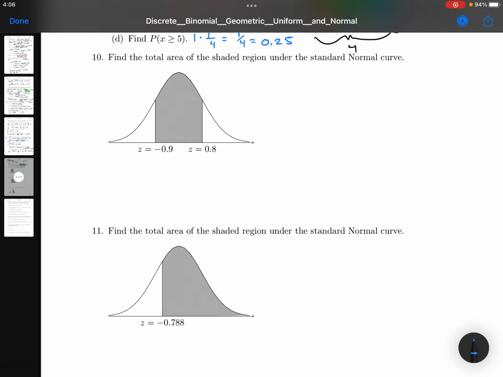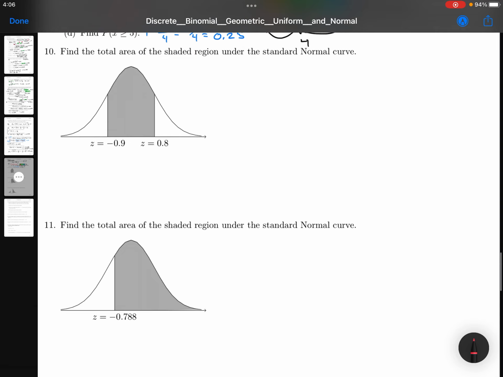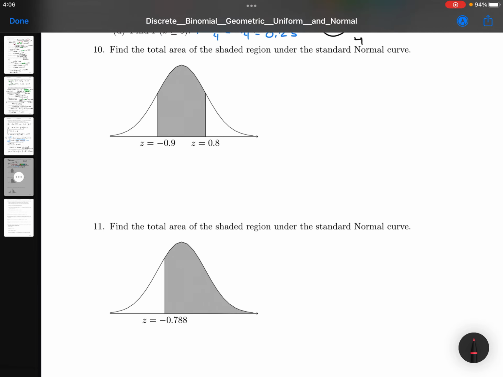Okay, final video. Question 10. Find the total area of the shaded region. So just remember we're on continuous distributions. The total area under this curve is 1. We want the area of the shaded region. It's got to be between 0 and 1. And it looks like it's a little more than a half.